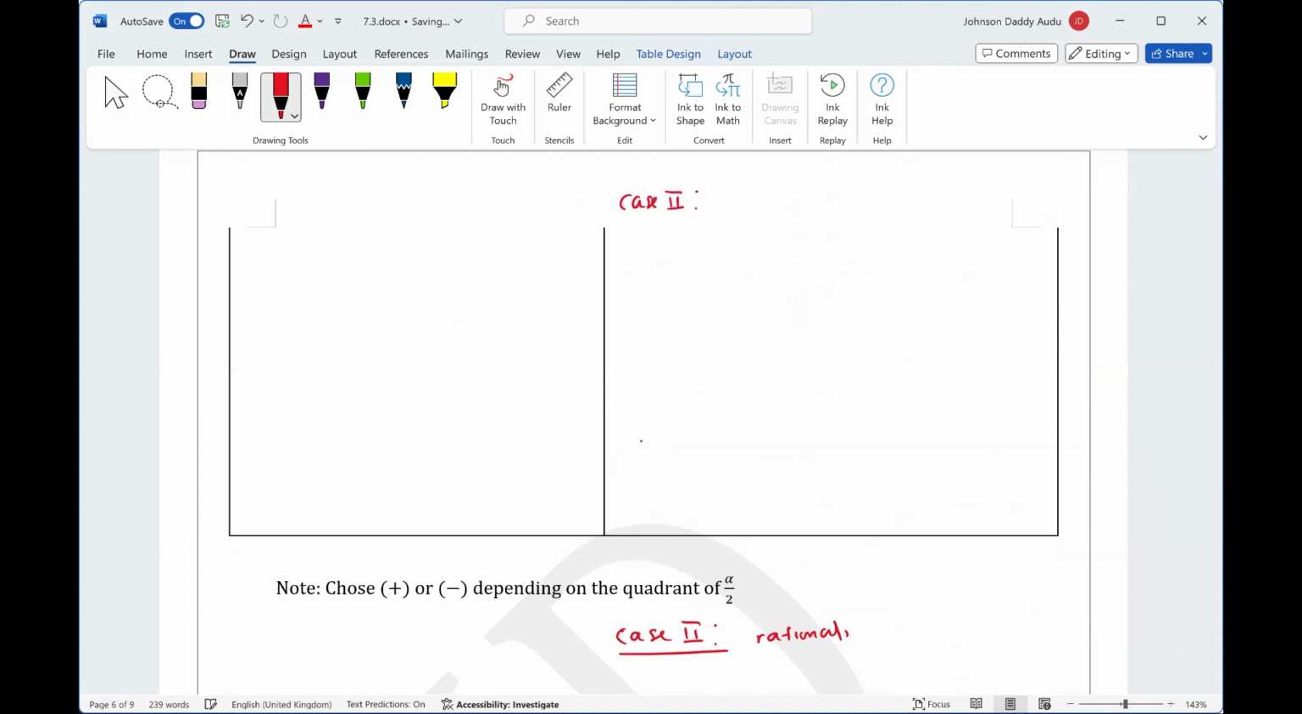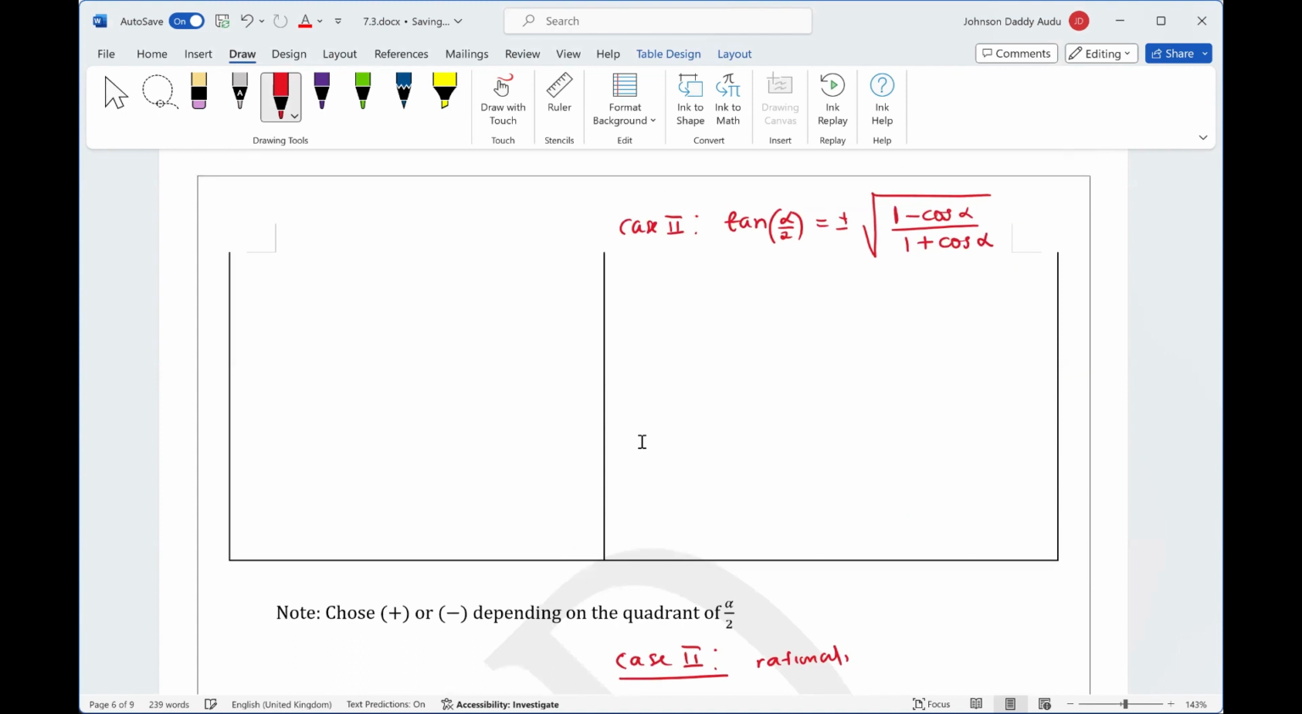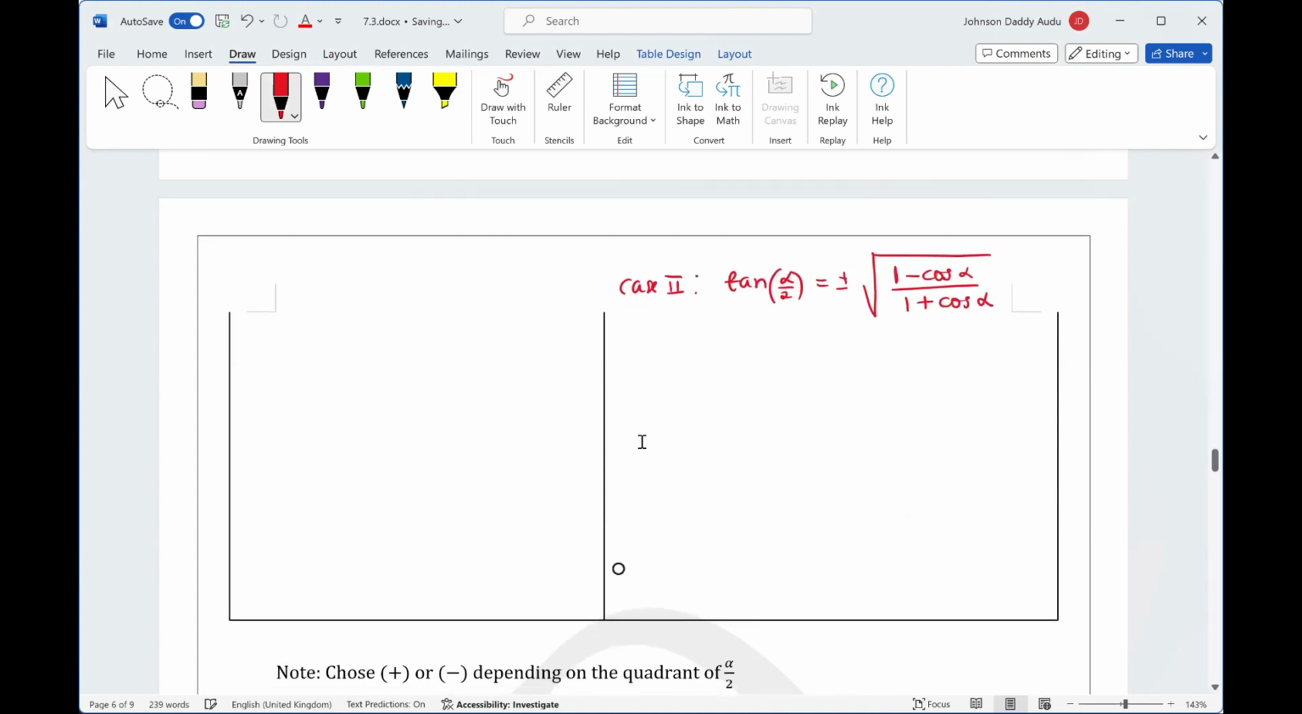So case 2, if you remember, this is where we're coming from. It was plus minus the square root of 1 minus cos alpha, right? And then we have 1 plus cos alpha. So in case 2, we now rationalize with what? With the conjugate of the numerator.